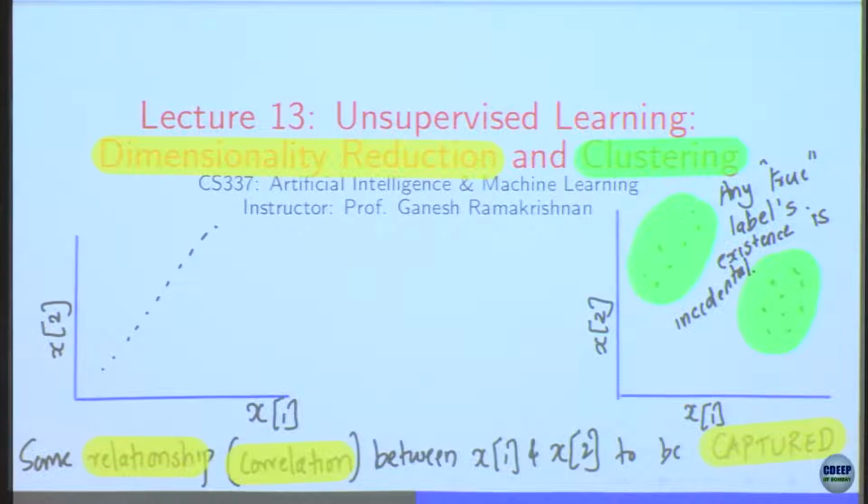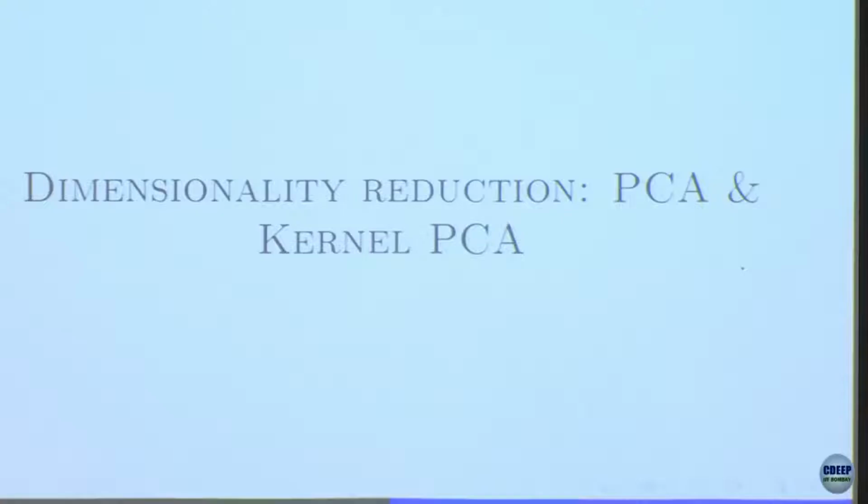Any two labels' existence is incidental only. So we'll first delve into dimensionality reduction. Okay. So dimensionality reduction, one of the, I would say, well-known techniques is PCA, principal component analysis. And then we'll quickly see how you can kernelize PCA.